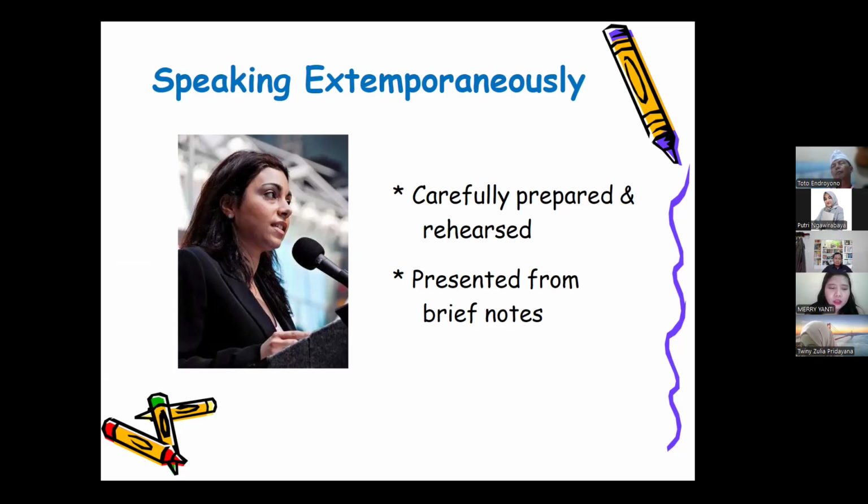You speak naturally in your own words. For example, imagine you are talking about saving the environment. For this part, it sounds natural and conversational, allows eye contact with the audience, and is easier to adapt if you need to change something. Next slide.